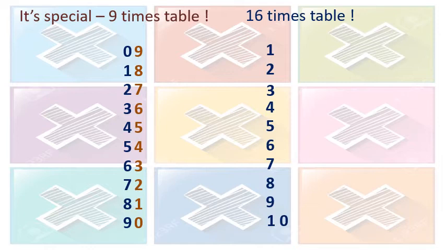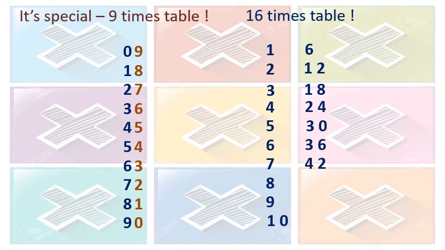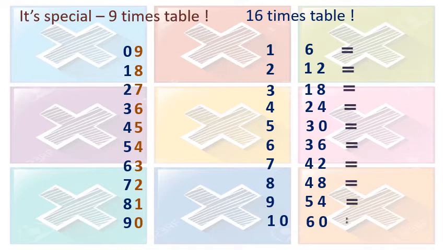Now on the right hand side we will write 6 times table because we are going to make 16 times table. Okay, 6 ones are 6, 6 twos are 12, 6 threes are 18, 6 fours are 24, 6 fives are 30, 6 sixes are 36, 6 sevens are 42, 6 eights are 48, 6 nines are 54, 6 tens are 60. Okay, now we have written 1 time table and 6 times table side by side. Okay, now we will write equal to sign.